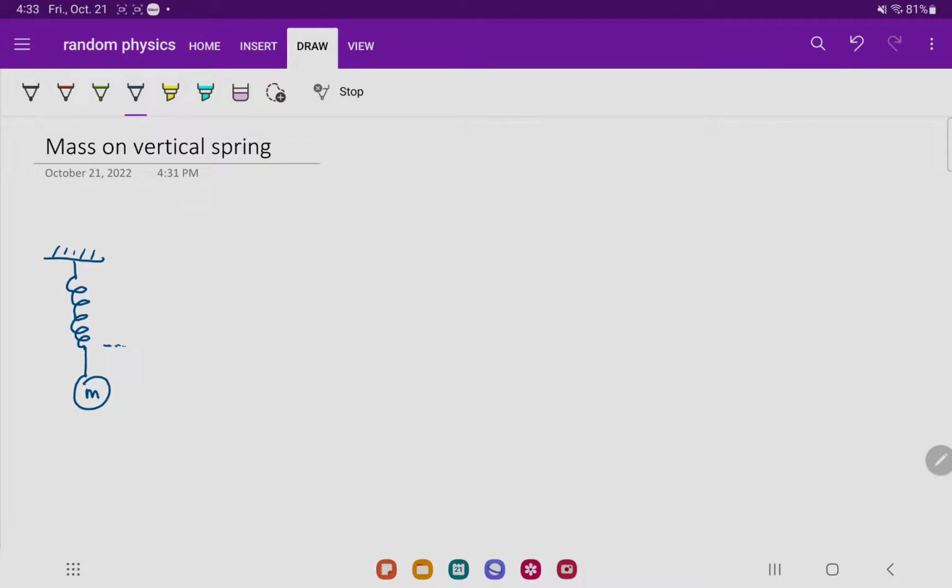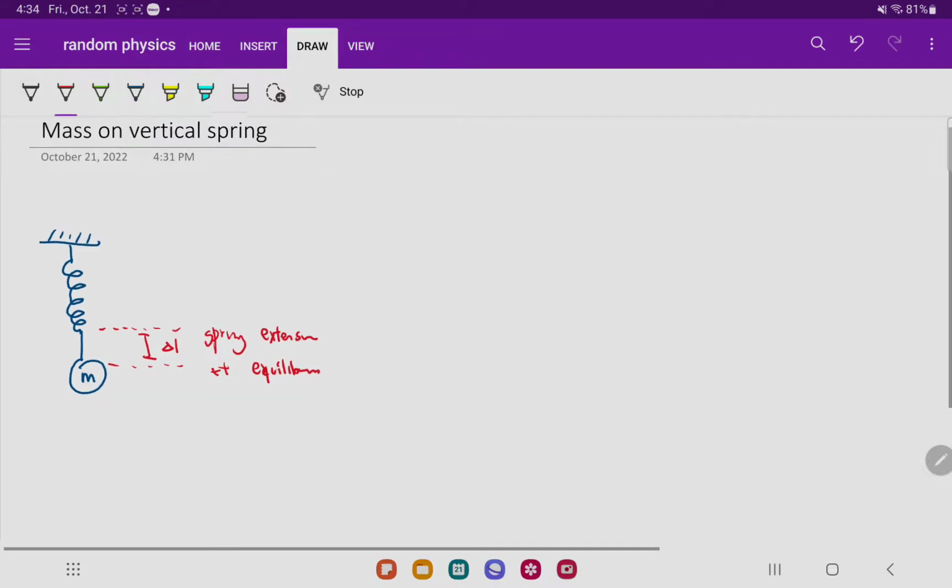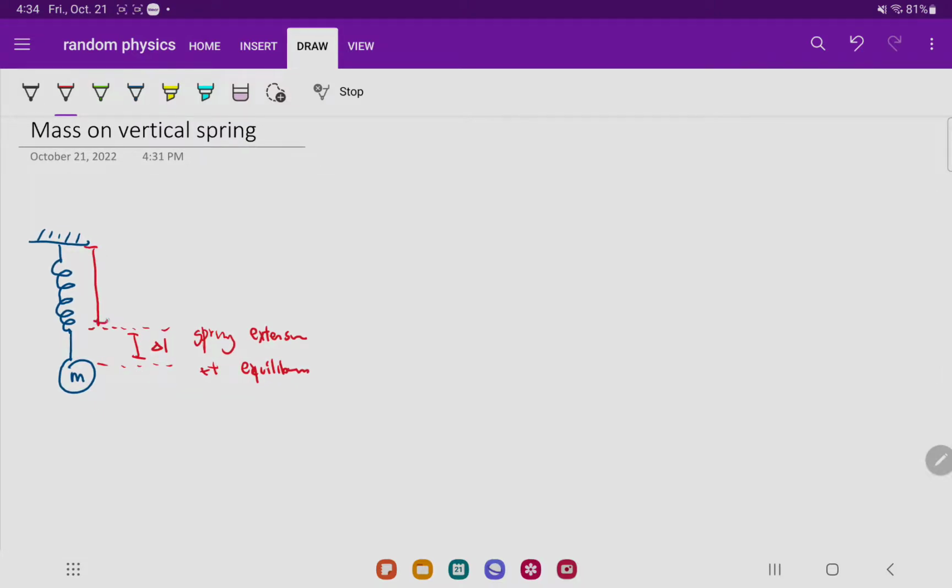Let's use a different color pen. It'll be clearer to see. So we draw two lines here and two lines here, and we call this length right here change in L. This is the spring extension at equilibrium, and then this part from here to here we call the unextended spring length.